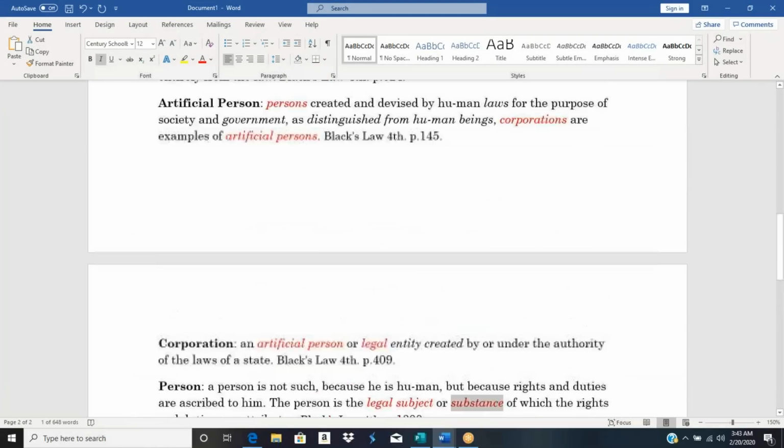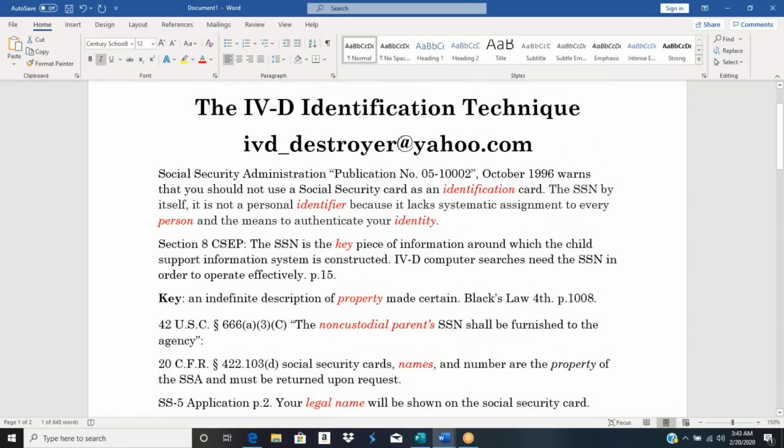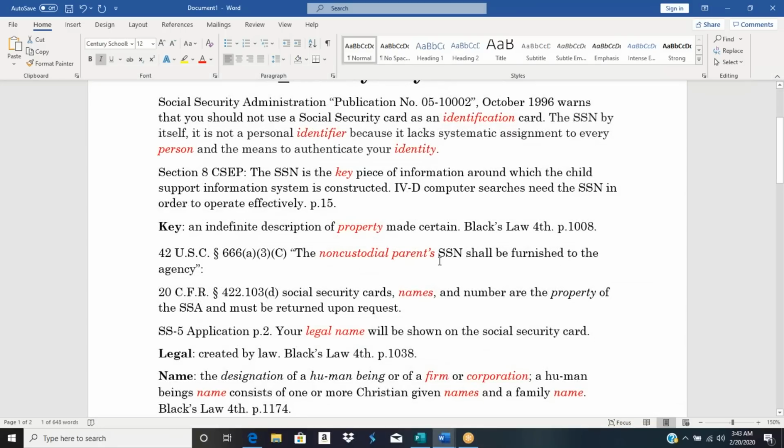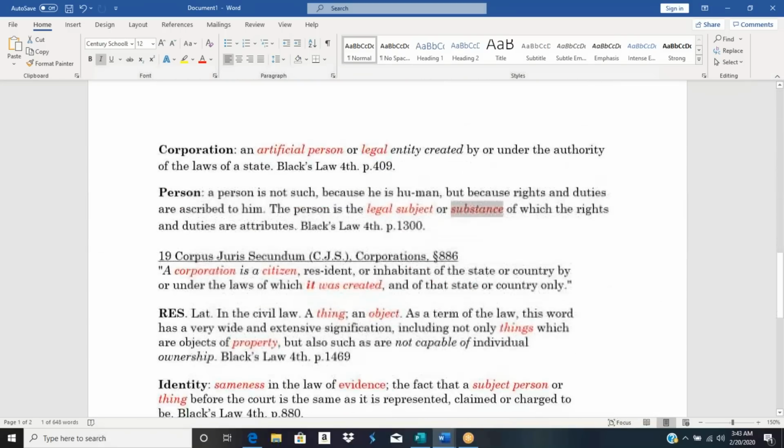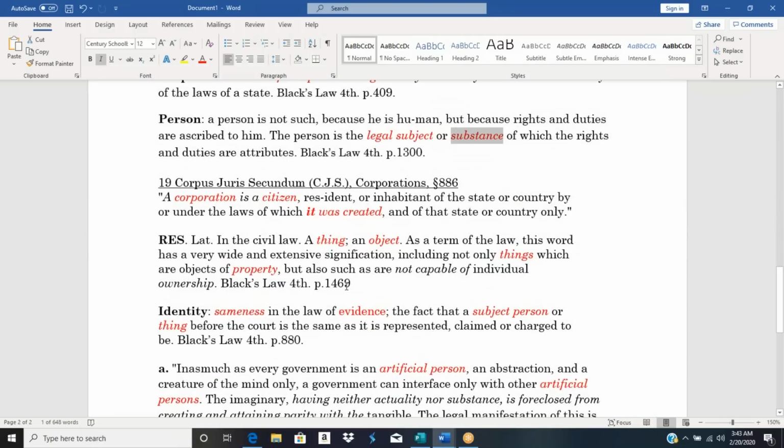That means that the non-custodial parent must be a United States citizen. Okay? 19 Corpus Juris Secundum, Corporations, subsection 886. A corporation is a citizen, resident, or inhabitant of the state or country under the laws of which it was created, and of that state or country only. Who created you, gentlemen? Huh? The ens legis, there it is.